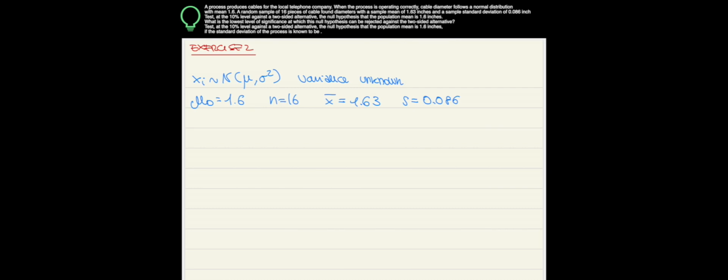Great. Part A. Test at the 10% level against a two-sided alternative, the null hypothesis that the population mean is 1.6 inches. So we have that H0, our null hypothesis, is that mu is equal to mu0, 1.6. And the alternative hypothesis is two-sided: mu is different from mu0. Great, and the level of significance is slightly different than usual, so it's 10%.